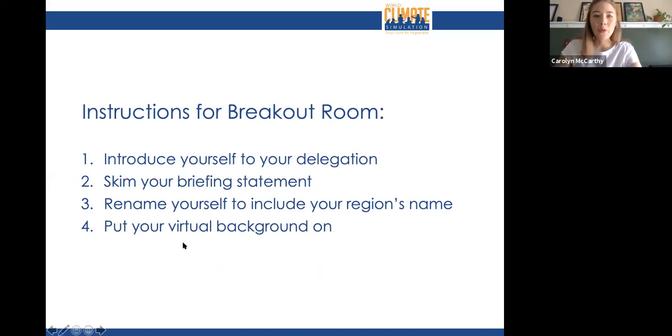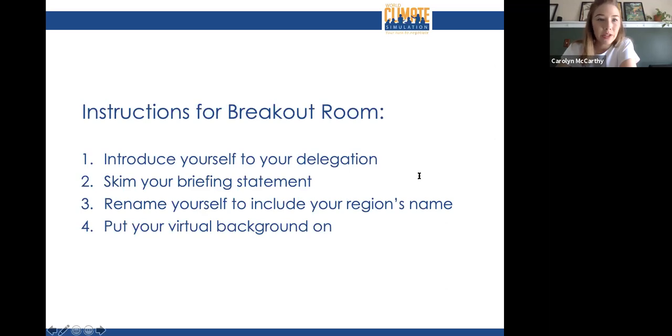So we're going to get started by breaking you right off into different groups, and we're going to be giving you more detailed instructions later on about what your goals are and how you might get there. But first, we wanted to introduce you to your regional assignment so that you can get more into your role as we go into the simulation. So for this breakout room right now, we would like you to first introduce yourself to your group. Also skim through your briefing statement. We will ask you to rename yourself so that you can also include your region's name in your title and put your virtual background on if possible.